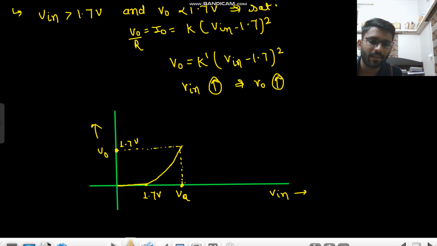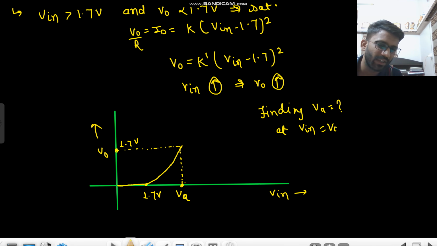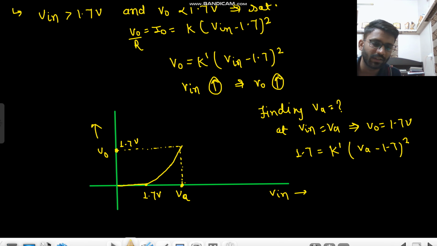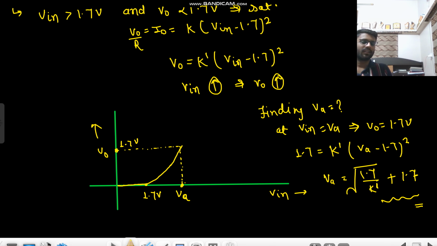So, finding VA: at V in equals VA, we have V naught equals 1.7 volt. So 1.7 volt will be equal to K dash into (VA minus 1.7) whole square. So VA would be equal to 1.7 by K dash under root, plus 1.7. So that would be VA. Okay, this is VA, and let me draw the curve.